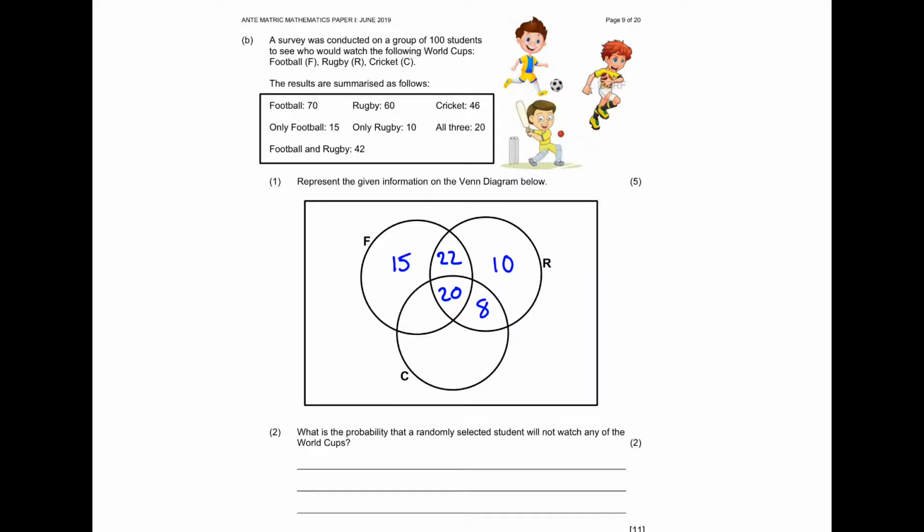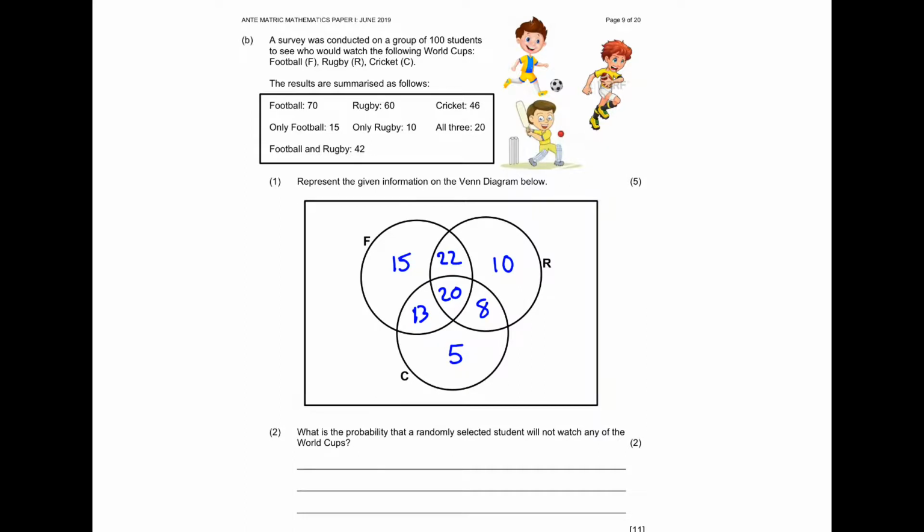Now we do the same for the football. We add that 15 to the 22, which gives us 37, and then we add that 20, which gives us 57, and they told us that in total 70 people watch the football, so that means there's a remainder of 13 that watch football and cricket. And then lastly, there are 46 that watch cricket. So 46, we would say 20 plus 13 gives us 33, plus 8 gives us 41, but there are a total of 46 that watch cricket, which means the remainder here is 5.